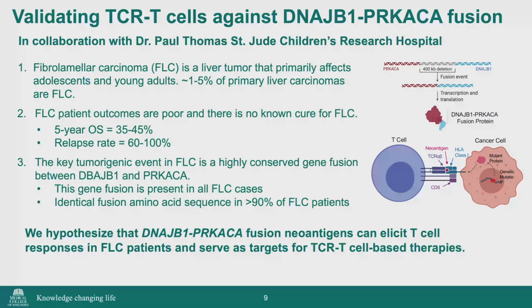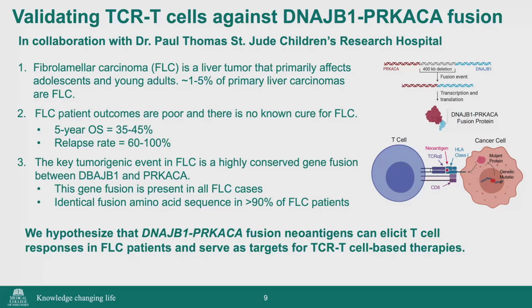Fibrolamellar carcinoma is a liver tumor that primarily affects adolescents and young adults, and it's typically around 1 to 5% of primary liver carcinomas. Patients actually have a very poor outcome, and there's no known cure for FLC. And so typically the 5-year overall survival is about 35 to 45%, and the relapse rate is upwards of 60%.